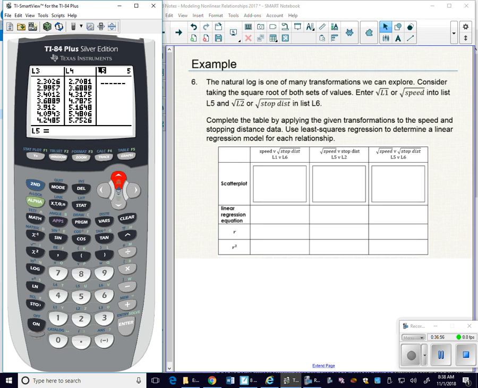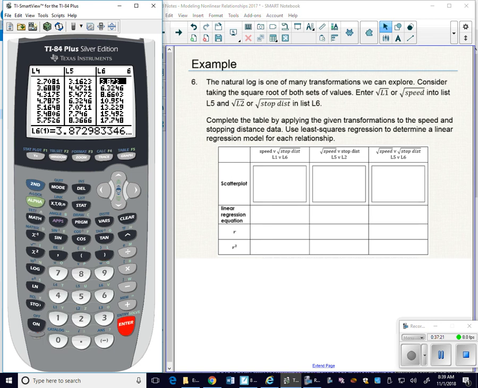So I'm going to take the square root of my x's, which are still in list 1. I haven't moved them. So I'm going to take the square root of list 1, and that's going to go in list 5. And in list 6, I'm going to take the square root of all my y values, or my stopping distances. So the second square root, I'm going to do that from list 2. So take the square root of all my y values, and I'm going to press enter.